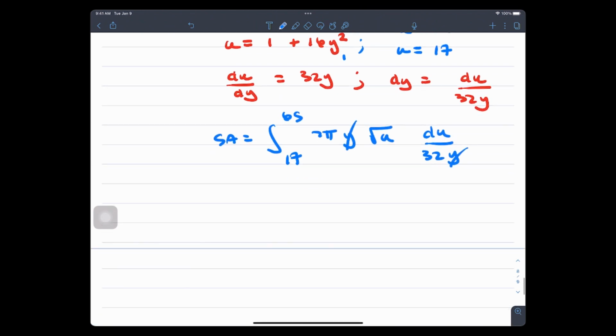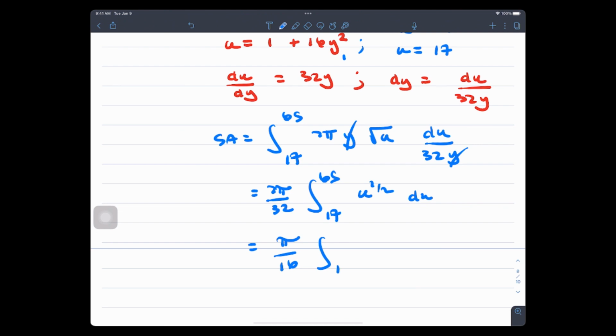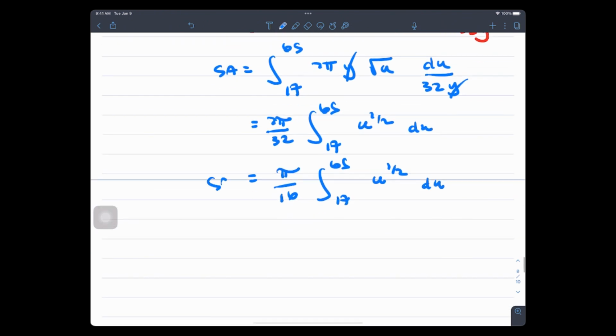Get rid of your y's, and you get what? 2 pi over 32, 17 to 65, u to the 1/2 du. So this would be pi over 16, 17 to 65, u to the 1/2 du. So this is u to the what? 3/2 over 3/2, 17 to 65.